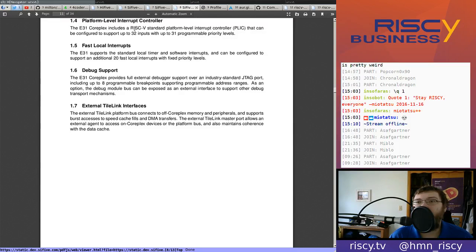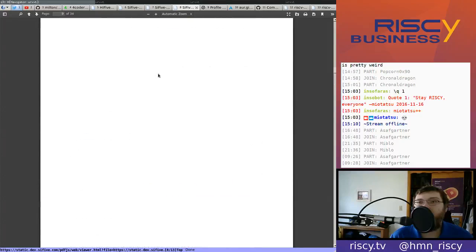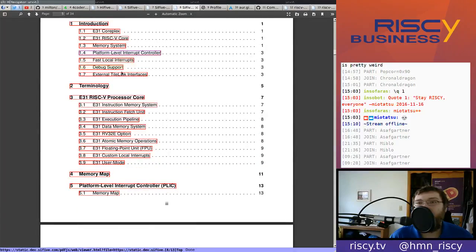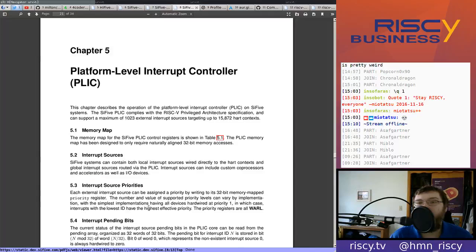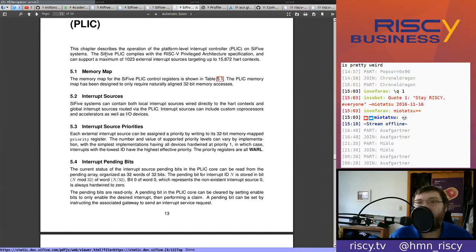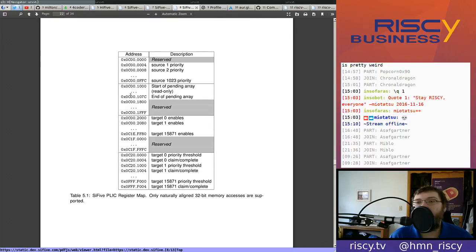The E31 Coreplex includes a RISC-V standard platform-level interrupt controller that can be configured to support up to 32 inputs with up to 31 programmable priority levels. Okay. Let's see here. Platform-level interrupt controller, Chapter 5. This chapter describes the operation of the PLIC on SCIFI systems. The SCIFI PLIC complies with the RISC-V spec and can support a maximum of 1023 external interrupt sources targeting up to 15,872 Hart contexts. So memory map. The memory map of the SCIFI PLIC control register is shown in table 5.1. So let's take a look at that right away.